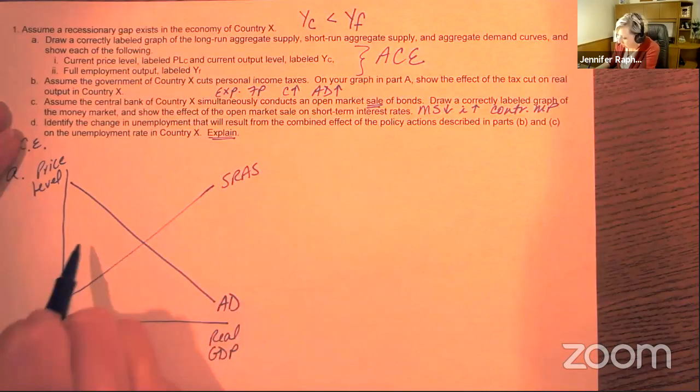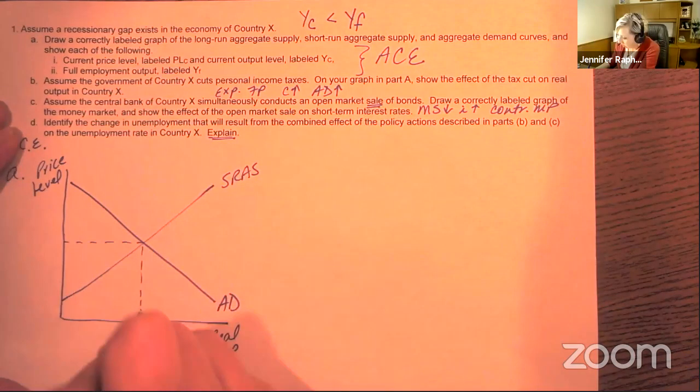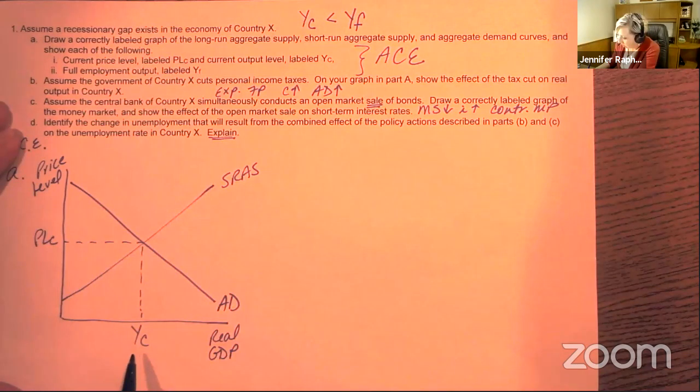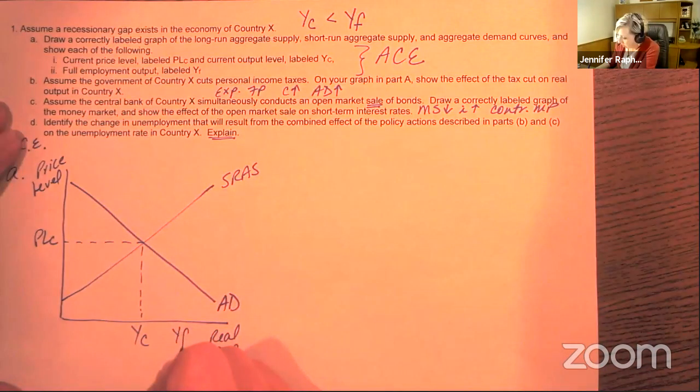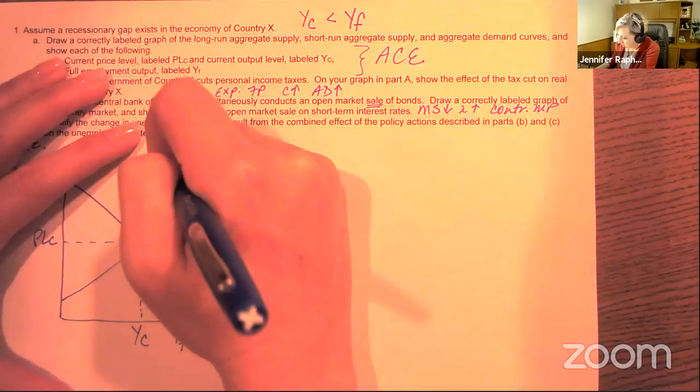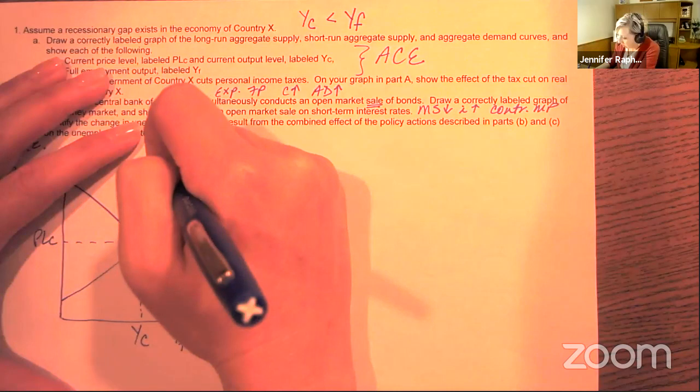So we know we have our current output, and remember, we did our little pre-reading, so we know that our current output has to be less than our potential output or full employment output, which means we need our YF over here. So this is where we're going to put our long run aggregate supply curve because we want to show we're in a recessionary gap, which means current output is less than full employment output. All right, so that's part A.